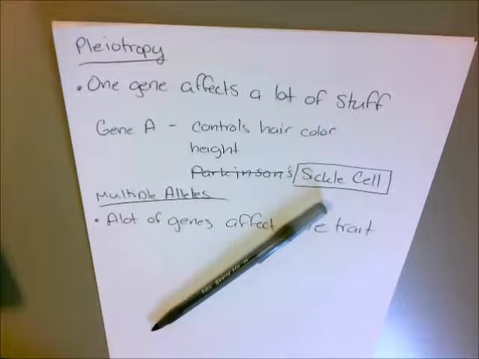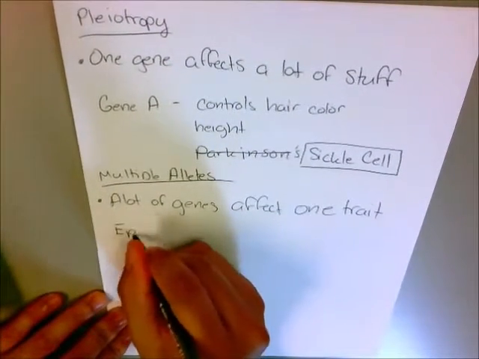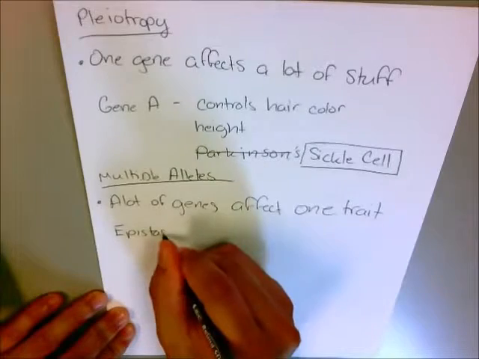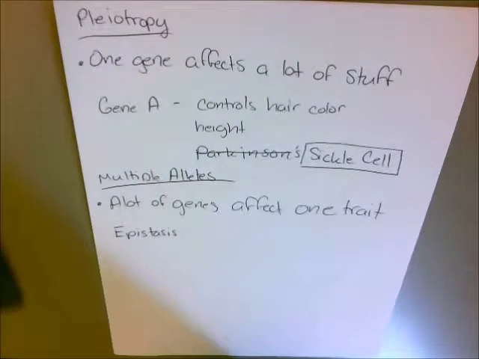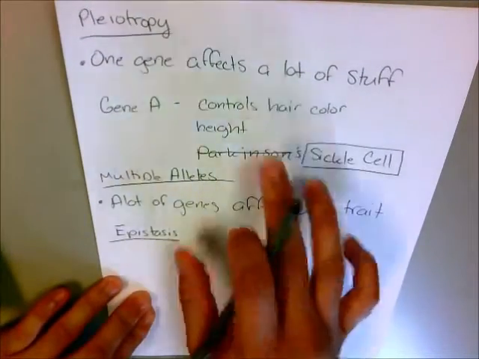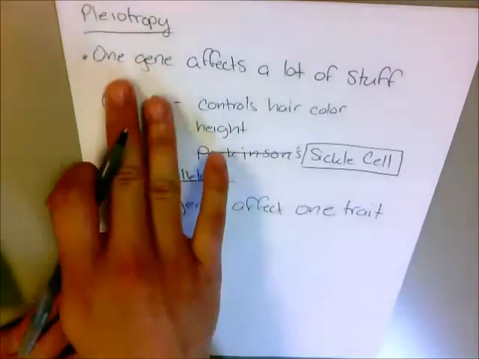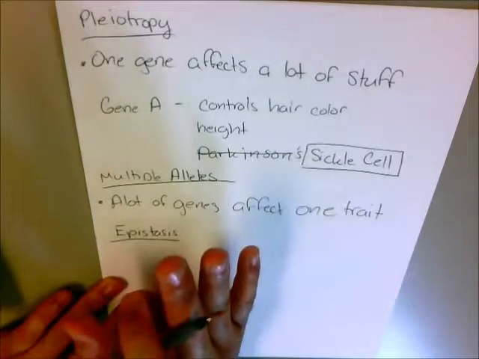Let's see, page 15. Epistasis. Okay, epistasis. So they say that this is the exact opposite of pleiotropy, but I just told you multiple alleles is the opposite because this is one gene affects a lot of stuff. This is a lot of genes affect one thing.